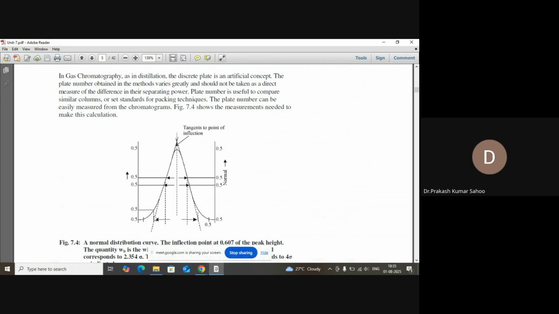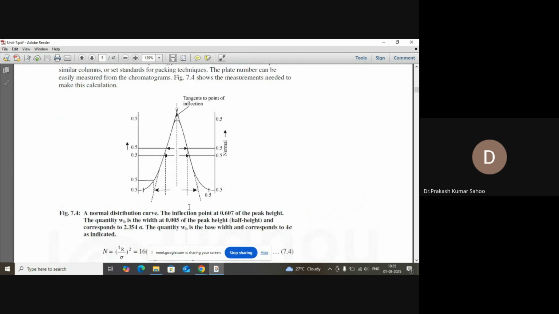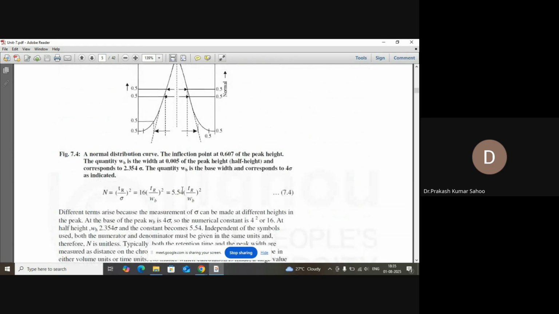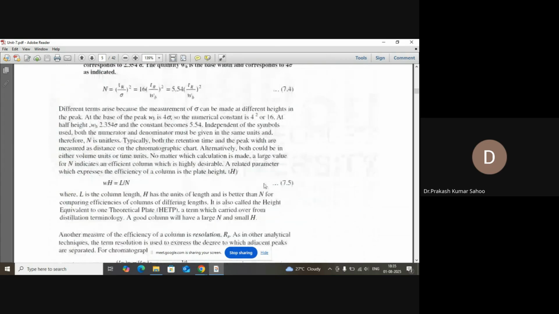So this is a peak we have got from a chromatogram, and here each and every point is measured. If a tangent is drawn, then we get the number of plates equal to Tr squared by sigma squared, which is the equation for this peak. It tends to be 16 Tr squared by Wb squared, equal to 5.54 Tr squared by Wh squared.